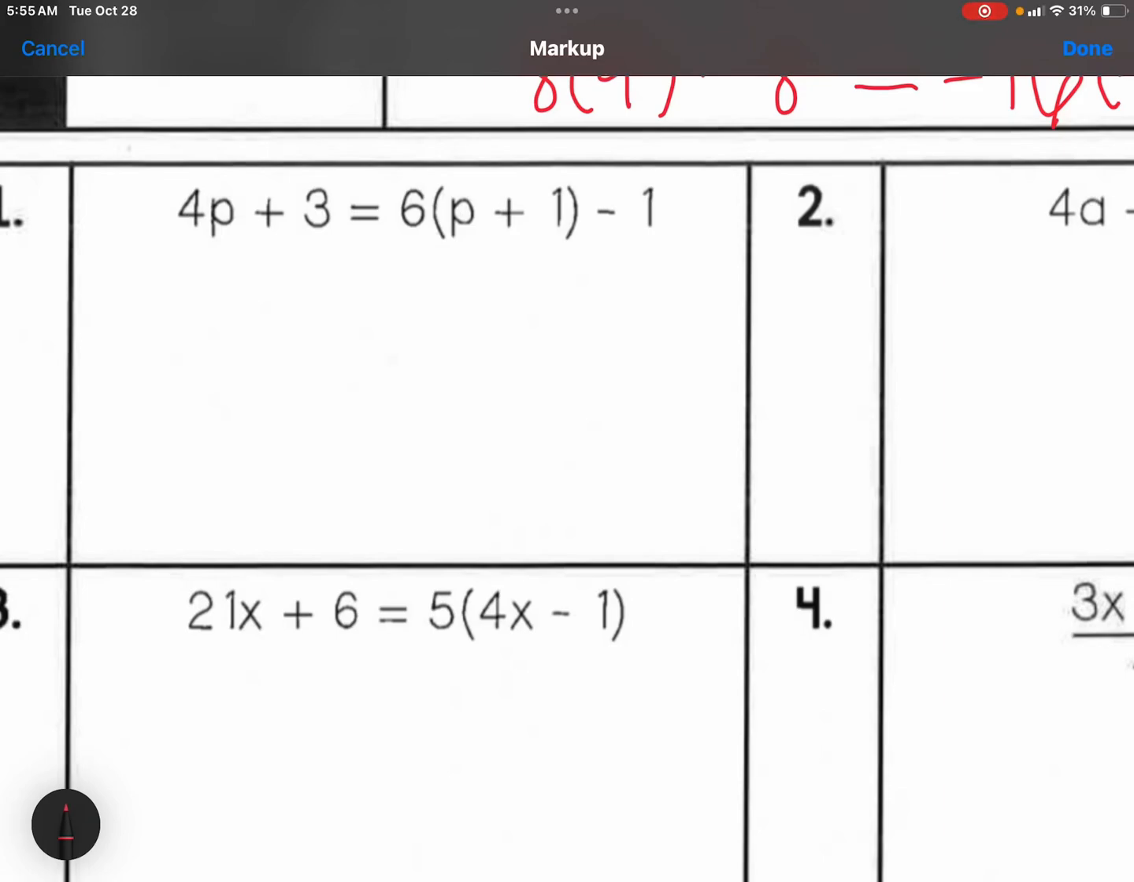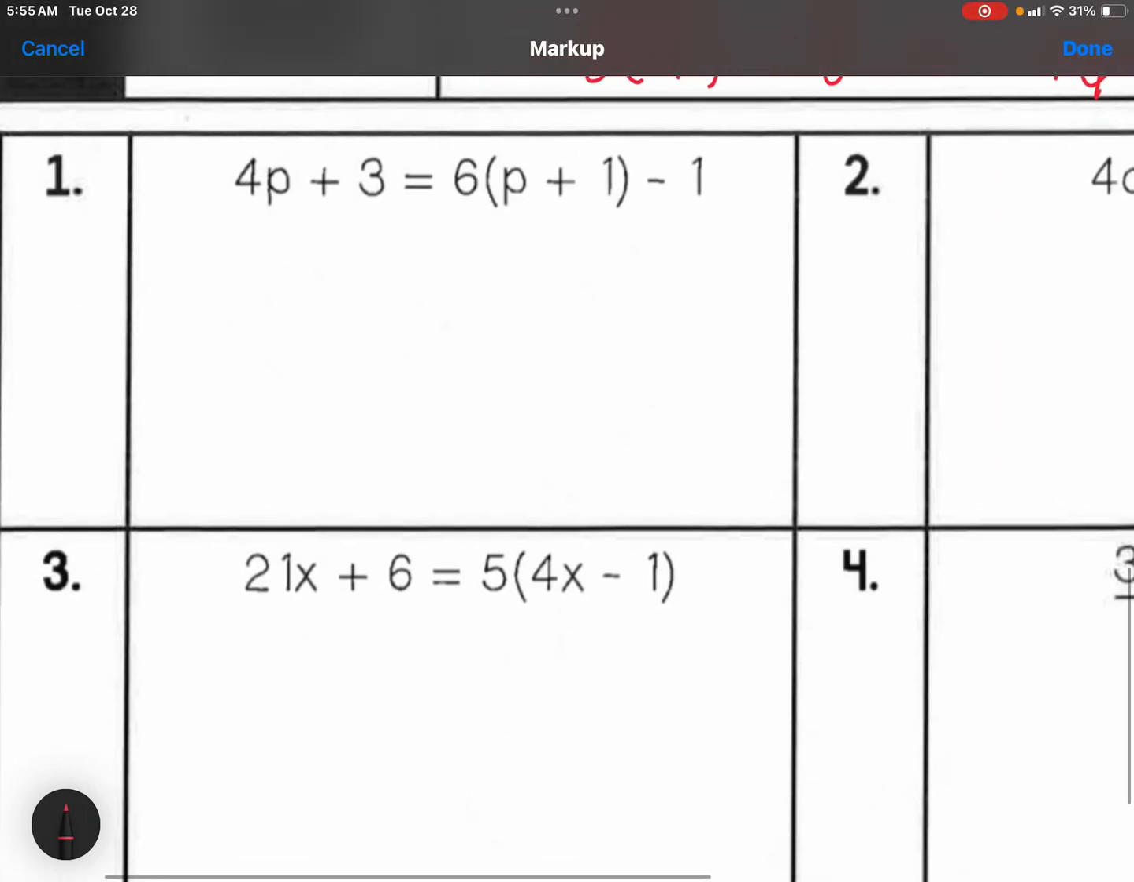Okay, we're going to start with number 1. First step is to get rid of the parentheses by distributing. So rewriting it, I have 4p plus 3 equal to 6 times p is 6p. Positive 6 times positive 1 is plus 6 minus 1.